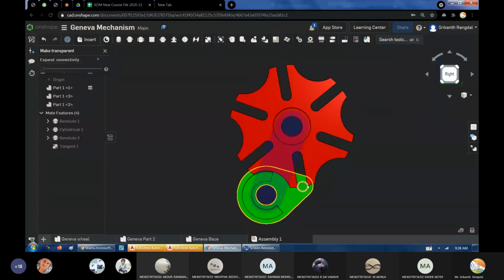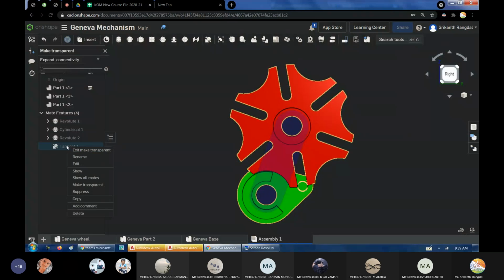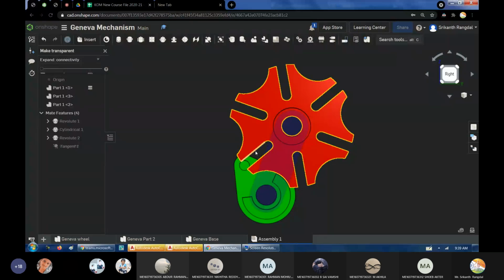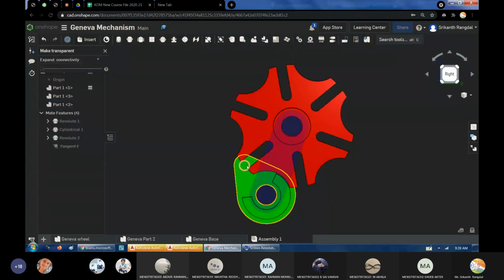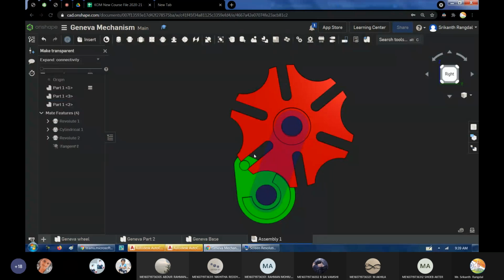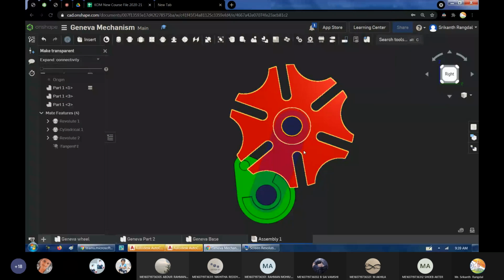Fine. So after coming here, what will happen? It will disengage here. Can you see? It has got disengaged. And after rotating from this point to this point, once again it will get engaged. It will engage with this particular groove, and once again it will rotate for another 60 degrees.